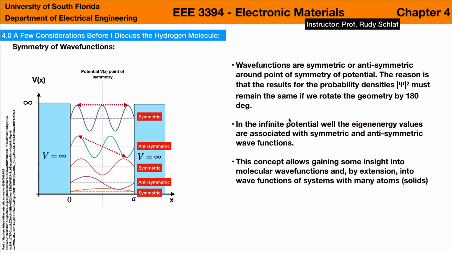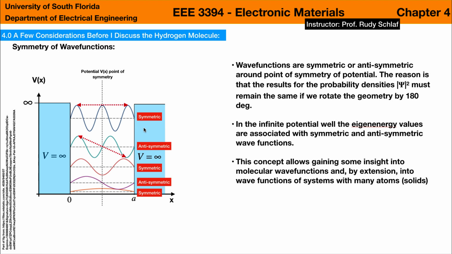Before I discuss the hydrogen molecule, let's discuss a few general points to get us in the mood for solids and molecules. The first point I would like to make here is about the symmetry of wave functions. So if you remember the infinite potential well, and when we calculated the solutions of the Schrödinger equation, we got these sine waves. And so here you see that the sine waves alternate between symmetric and anti-symmetric.